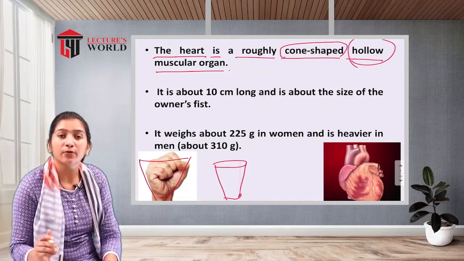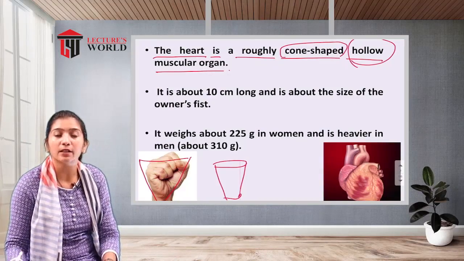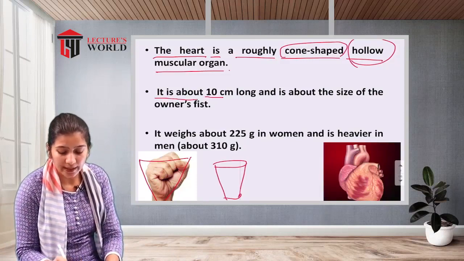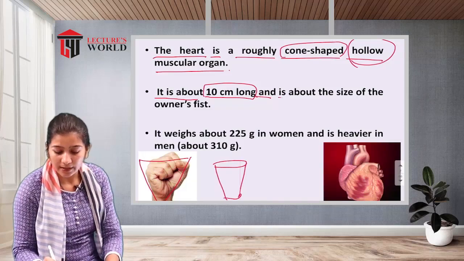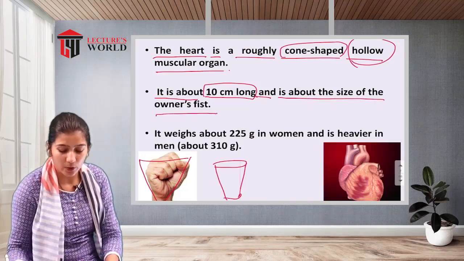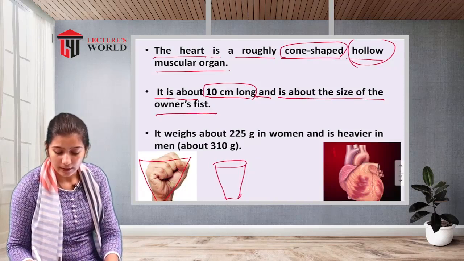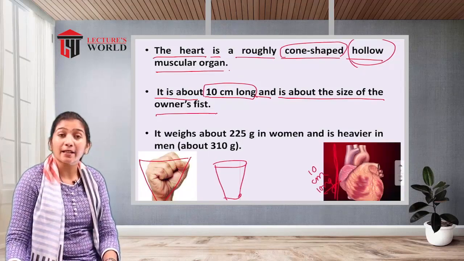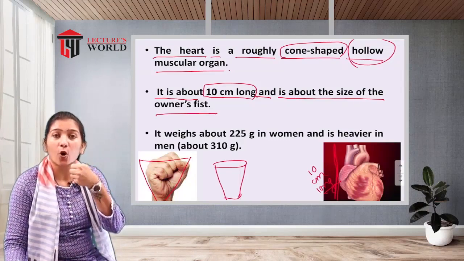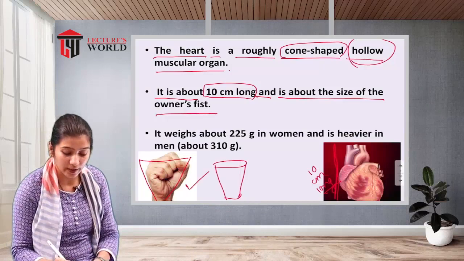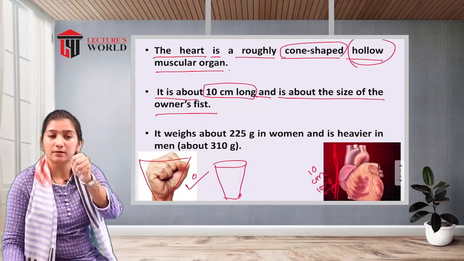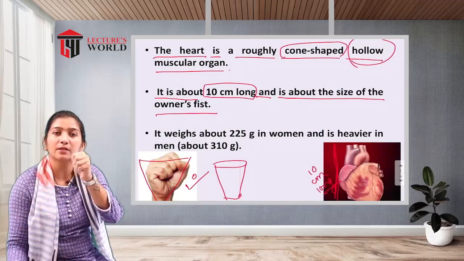There are different chambers in the heart. So the heart is a cone-shaped, hollow, muscular organ. It is about 10 cm long and about the size of the owner's fist. As you can see here, suppose I am talking about the size of my heart, it is like this. The size of my heart is based on my fist.